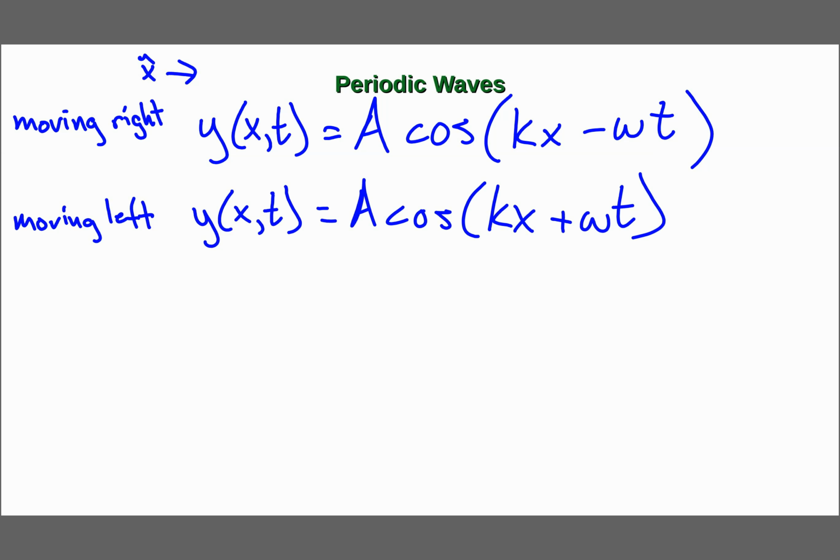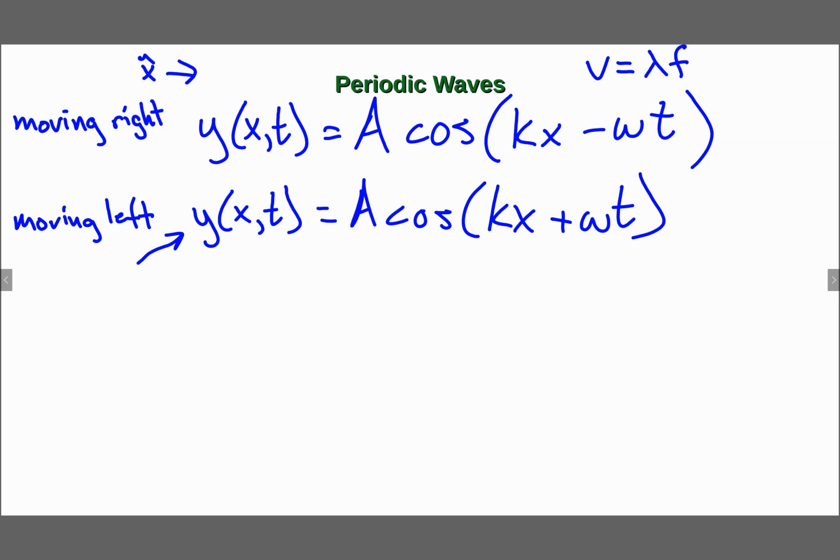Okay? And it's important to note here that the particle speed and the wave speed are different. The wave speed depends on the properties of the medium and the wave. And ultimately, remember, the wave speed is v equals lambda f. Okay? Now, for the speed of the particle, we would take the derivative of whichever one of these equations is appropriate. Okay? And that would give us the speed of the particle.